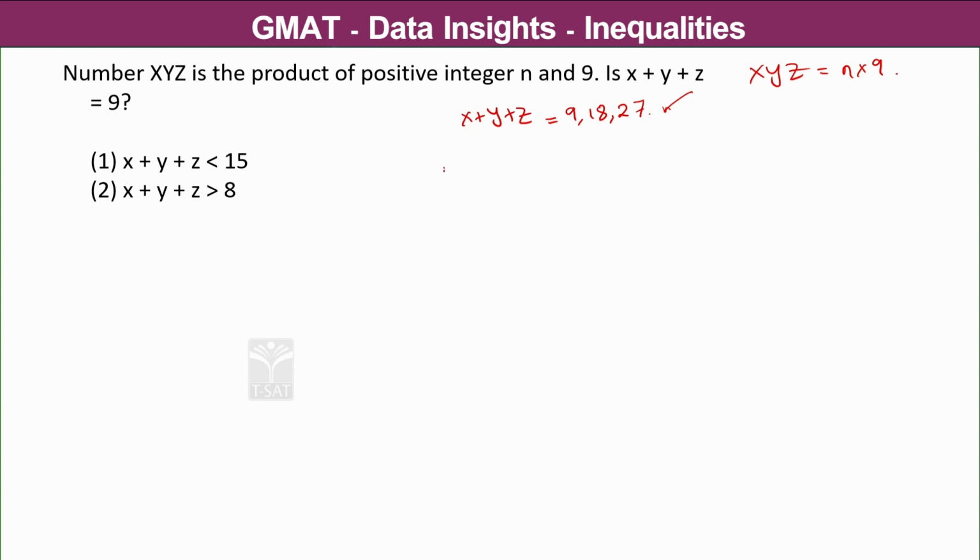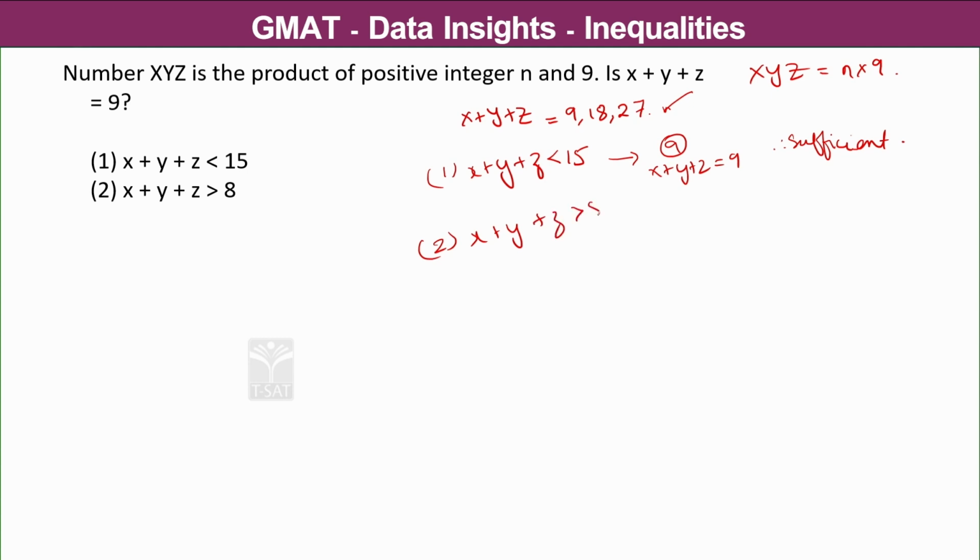Now, let us look at the information given. So, the first piece of information tells us that x plus y plus z is less than 15. Okay. In less than 15, you only have one option, that is 9. So, therefore, x plus y plus z is equal to 9. So, therefore, this information is sufficient to answer the question that yes, the sum is equal to 9. In statement 2, if you look at it, x plus y plus z is greater than 8. So, if it is greater than 8, it can either be 9 or it can be 18 or it can be 27, it can be any of these 3. Therefore, it is not sufficient to answer this given question.